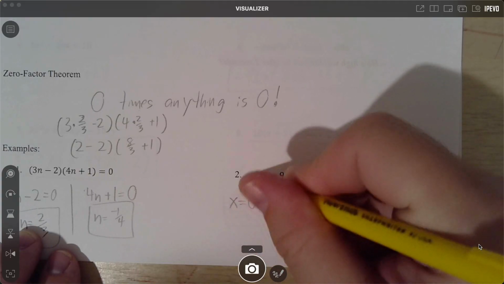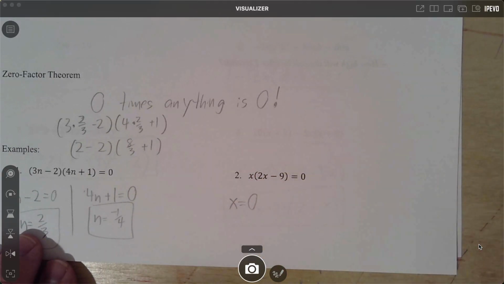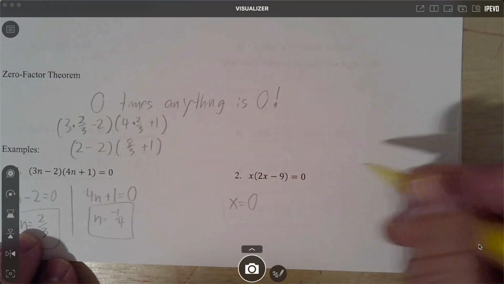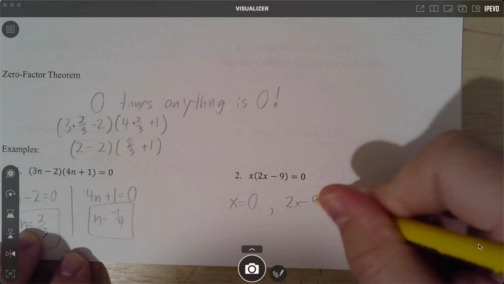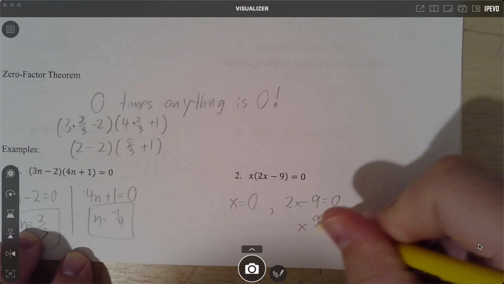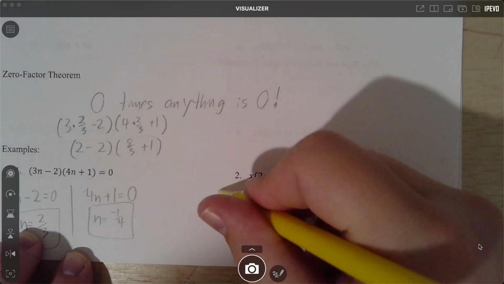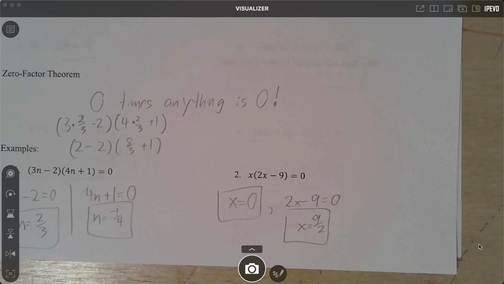Well, then what makes this first thing equal 0? And it's a little redundant because by writing it down, you actually solved it. 0 itself will make the whole thing 0. Now next, what makes 2x minus 9 equal 0? Well, add the 9 and divide by 2. I guess that'd be 4.5. So once again, there are 2 answers, 2 things that can make your entire question 0.